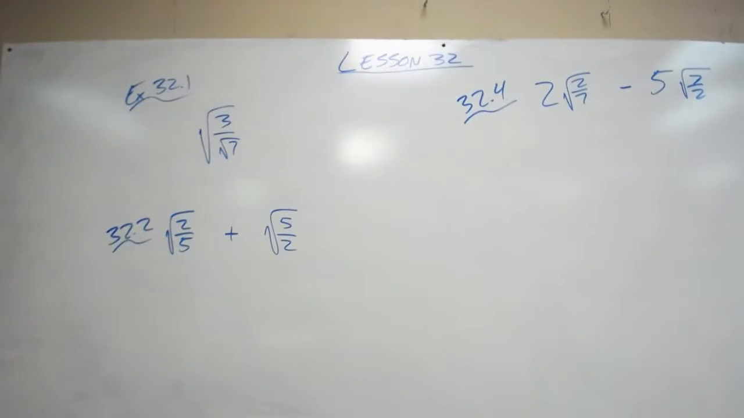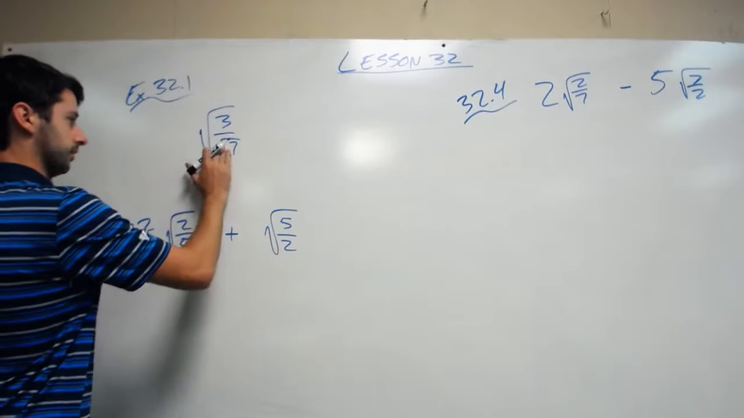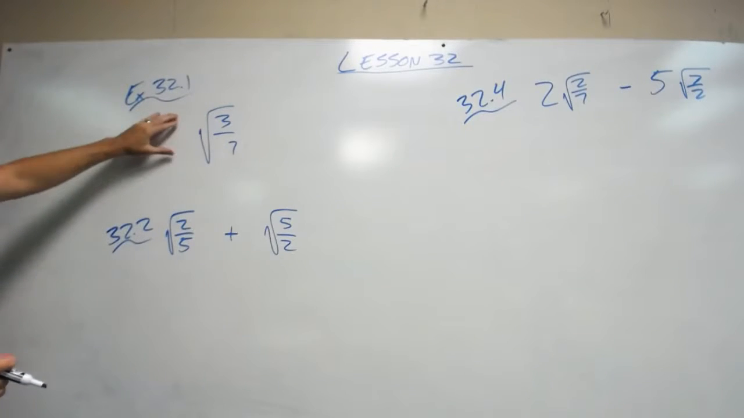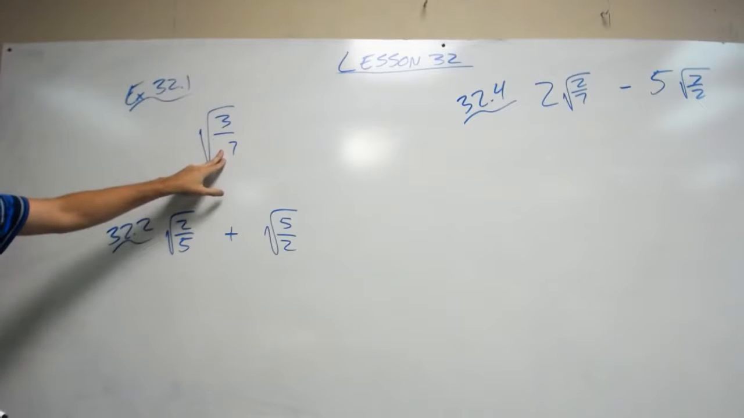Let's take a look at simplifying radicals in quotient problems, or division problems with a radical. Let me say this first: I wrote this wrong, first of all. Example 32.1 says radical 3 over 7 and makes it look like this. Well, you can actually write this two different ways.